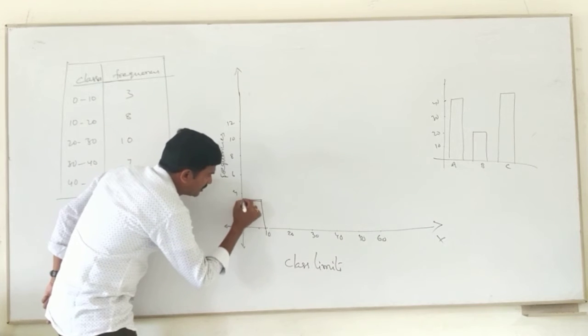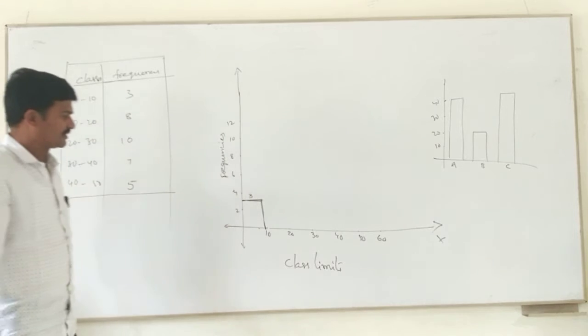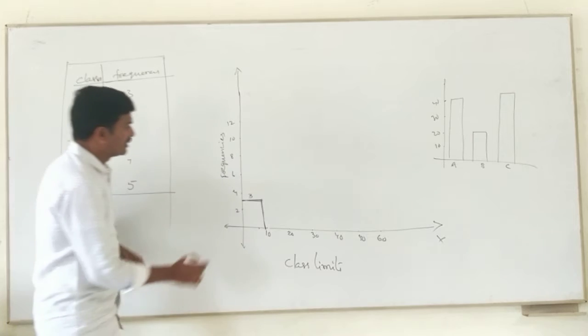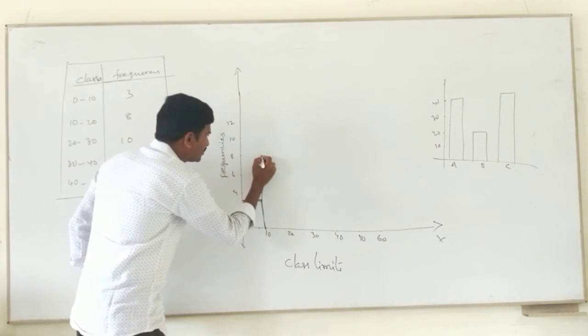Like this you can draw. This is the one bar. This value is how much? 3. Now 10 to 20, how much is there? 8. Where is 8? This is not. So is this 8 or not?